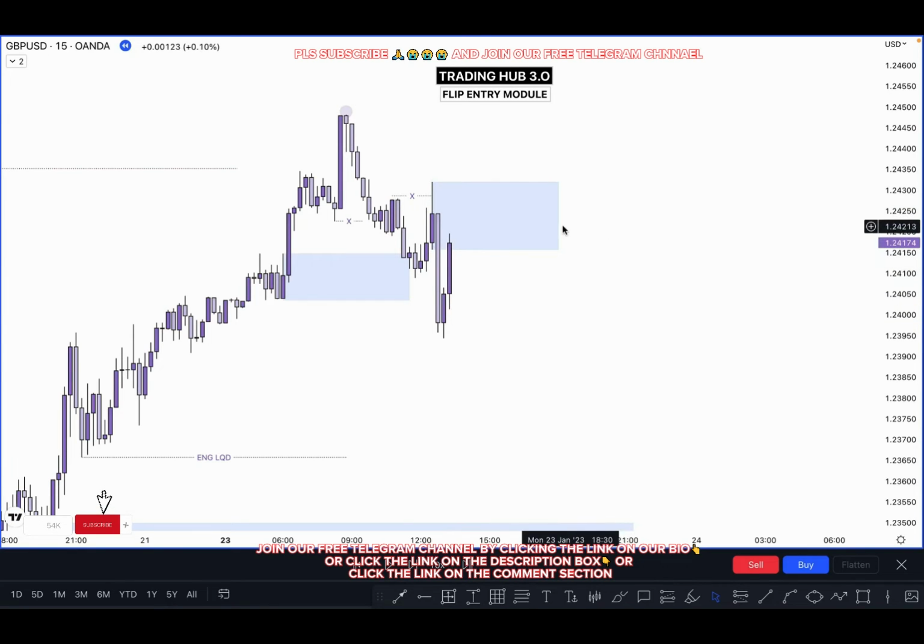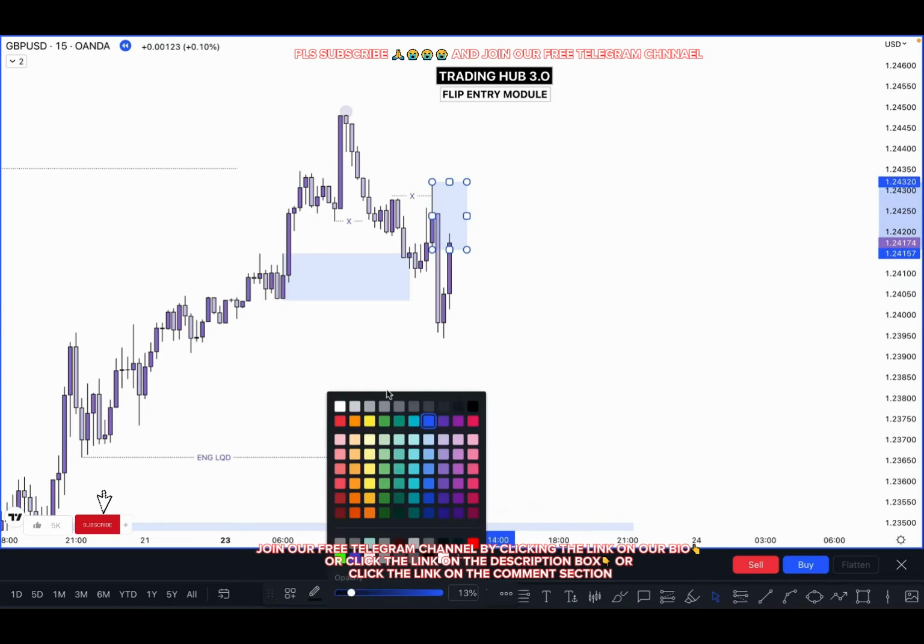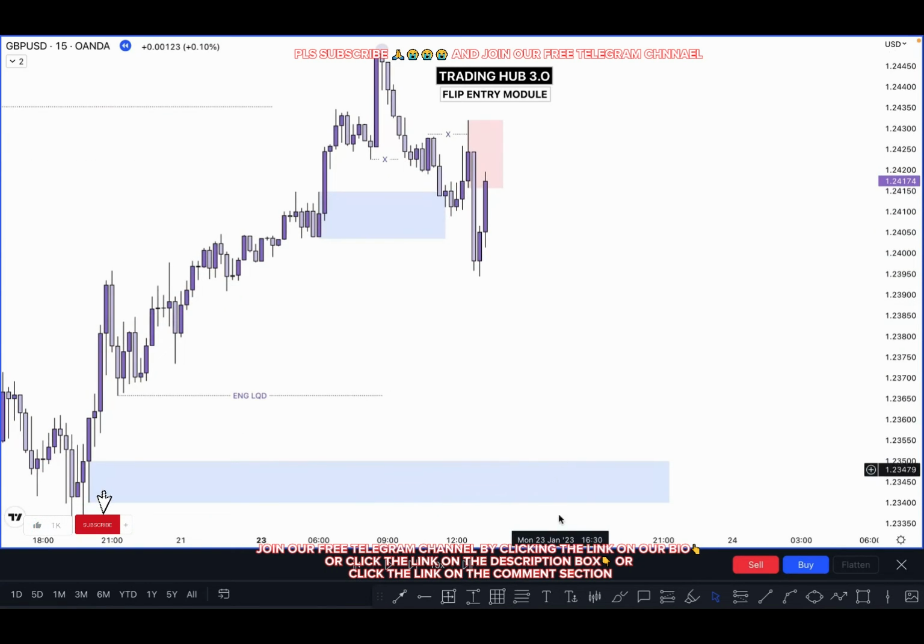So finally the market mitigates this order block. If you are willing to sell here in a higher time frame as per your 15-minute time frame, then definitely you can sell here like this.